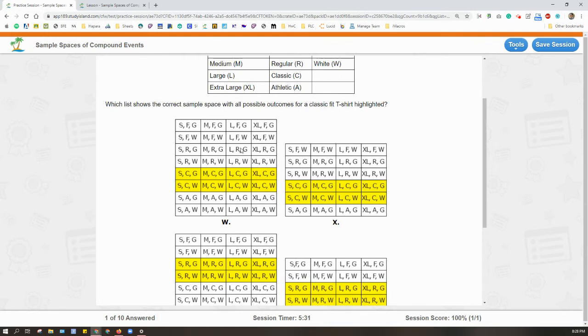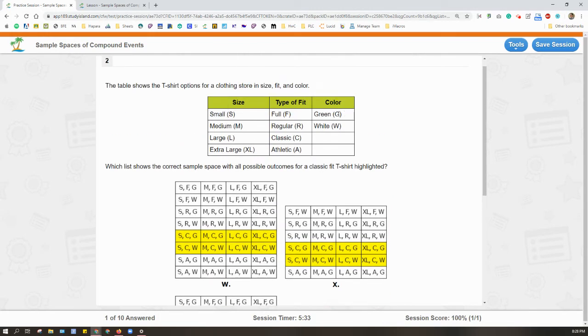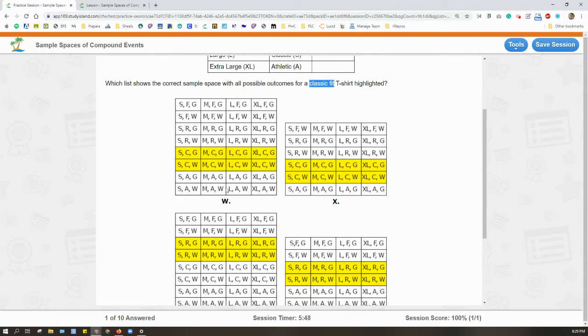Now, if you look at these, it starts off in the same order that our table is. The first letter represents the size, the second letter represents the type of fit, and the third letter represents the color. So we want to make sure that the type of fit is classic for each one of these, because right now we only care about the classic fit. So let's go ahead and look at W. Do we have classic fit for all of these highlighted options? Yes, they each have C in the middle.